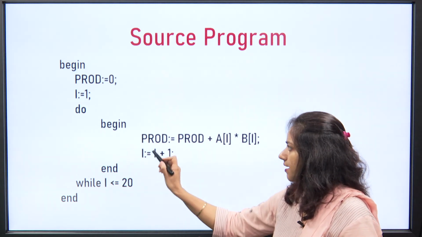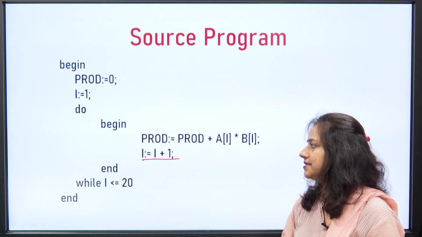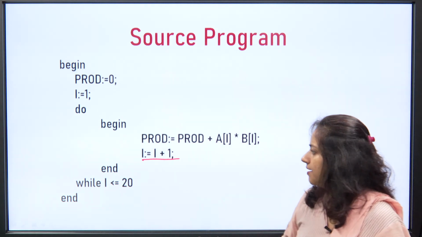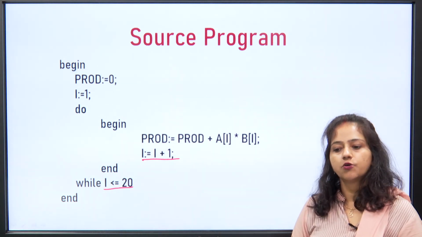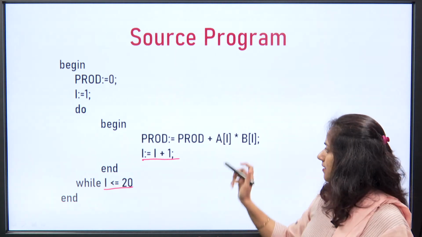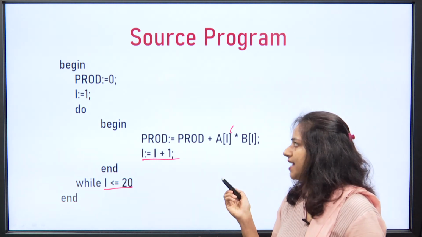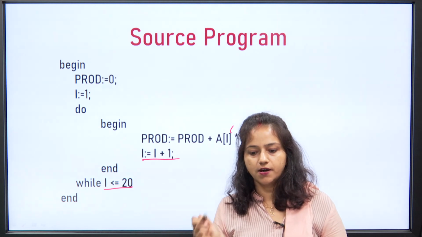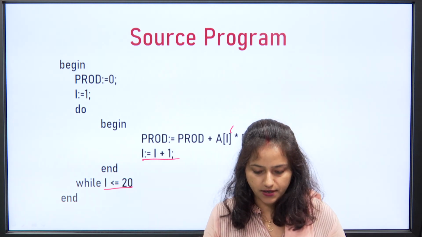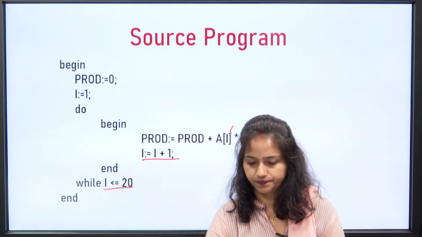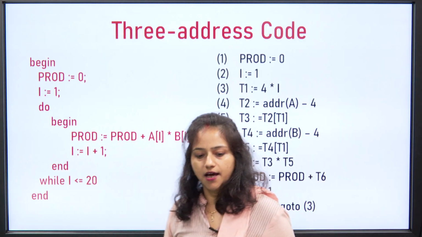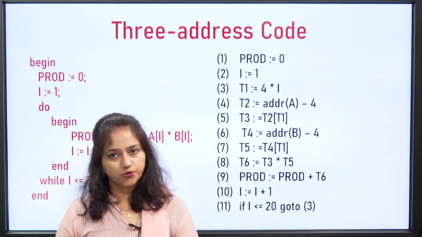In every iteration of this loop, I is updated: I is equal to I plus 1. The loop is for I less than or equal to 20. It means this index will range from 1 to 20, so the loop will be executed 20 times, and this is the end. Now, we can write the 3 address code for this source program.